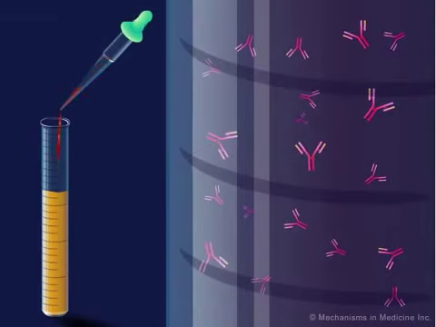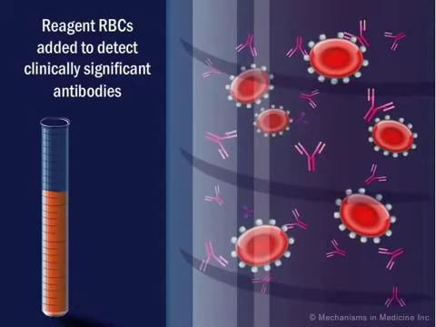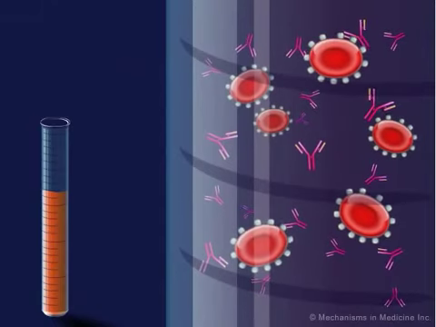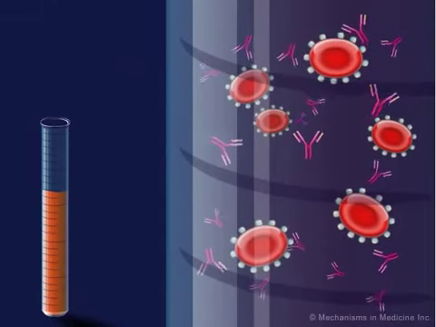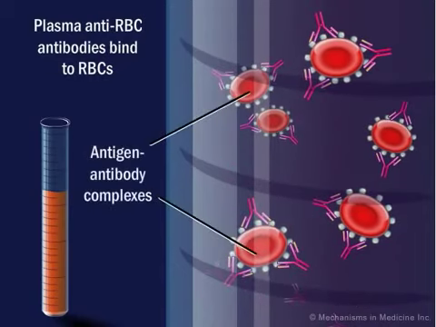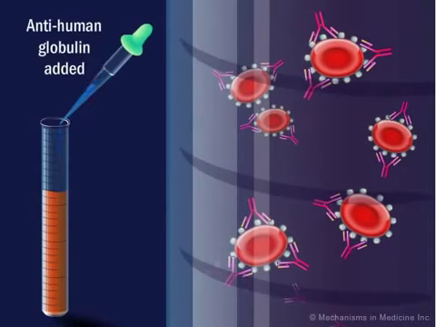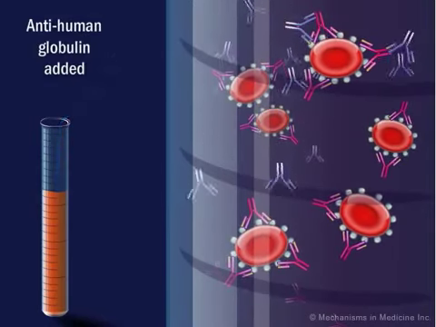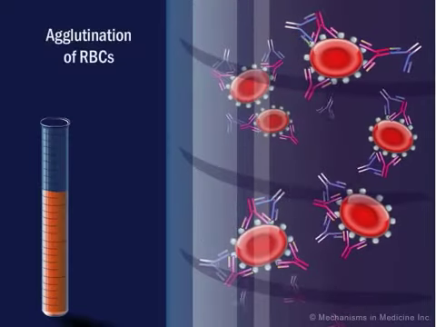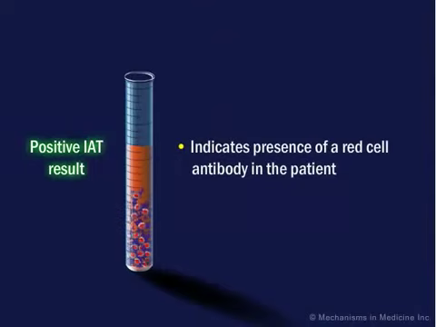The plasma is then incubated with reagent red blood cells selected to detect specific antibodies that are considered clinically significant. The anti-red blood cell antibodies of the patient's plasma bind to reagent red blood cells to form antigen-antibody complexes. The addition of anti-human globulin to these complexes results in agglutination of the red blood cells. A positive IAT indicates the presence of a red cell antibody in the patient.